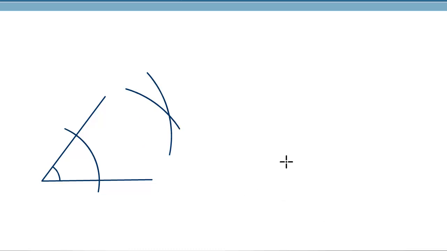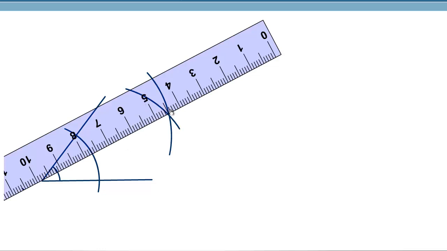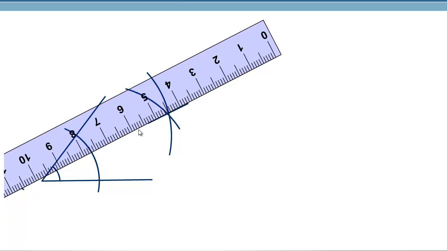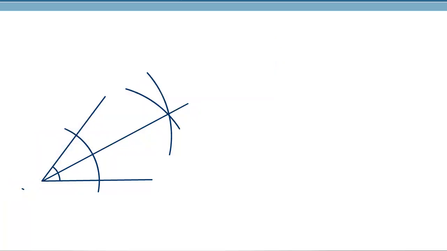The next thing to do is to take a ruler and join from this point to this point over here and draw the line. So let's draw it from here all the way to here. So thus the angle bisector is constructed.